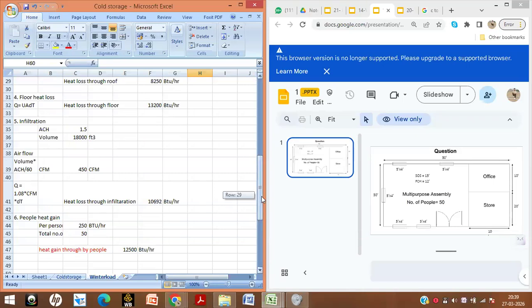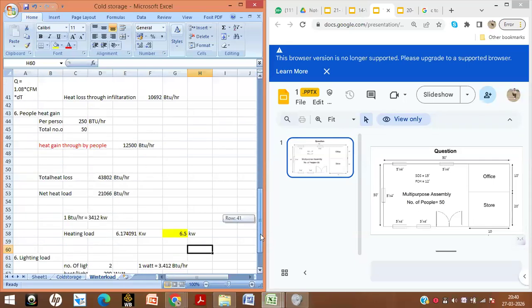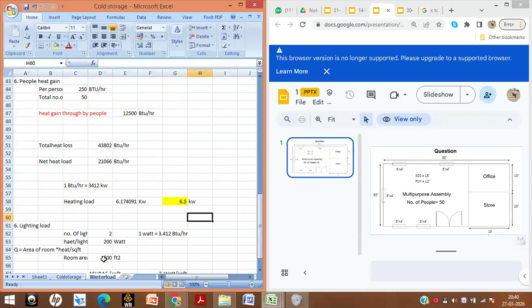Now, inside the room there will be lighting elements and people. So these two things, electrical equipment and people, are producing heat actually. So this heat generation we need to calculate. Based on the light, we got how much heat is going to be generated, and through people how much heat is going to be generated.